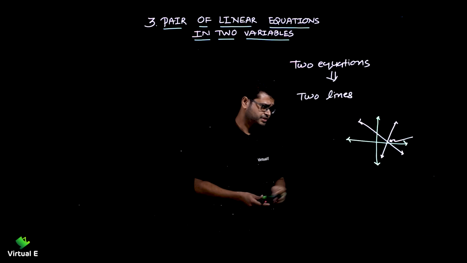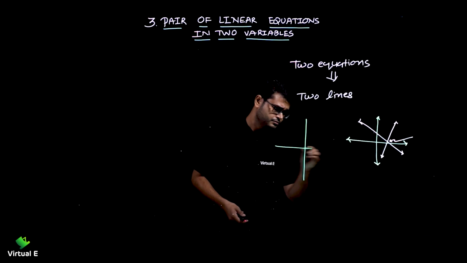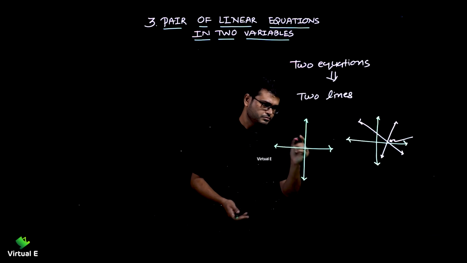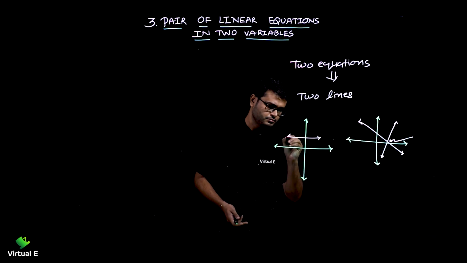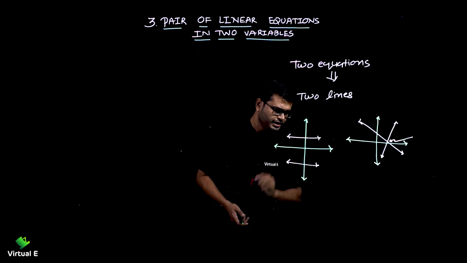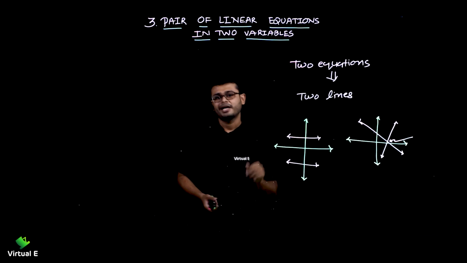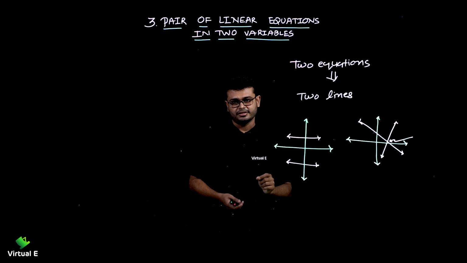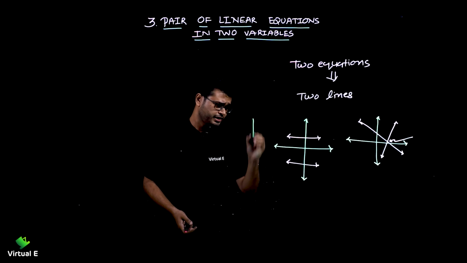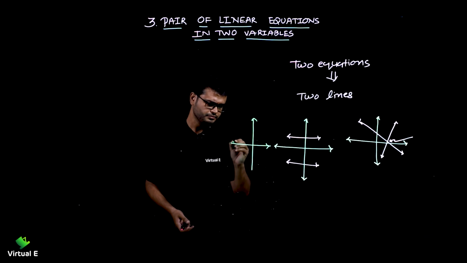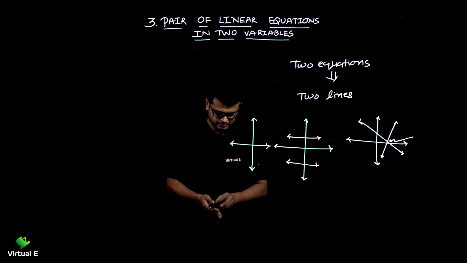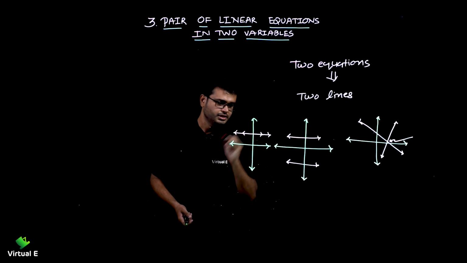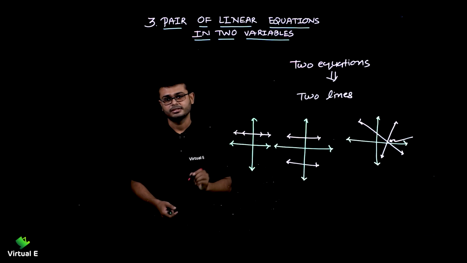Let's talk about another case. In this case you can see that both lines are parallel. They do not have any common point where they can intersect each other. Let's talk about the third case, where lines are lying on each other, right? This case is called coincident.